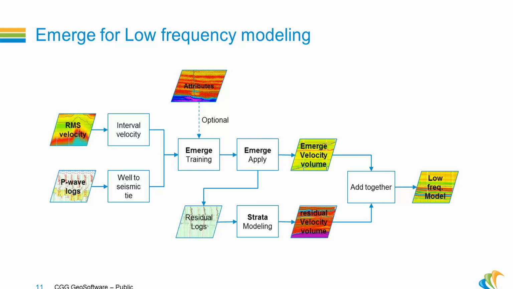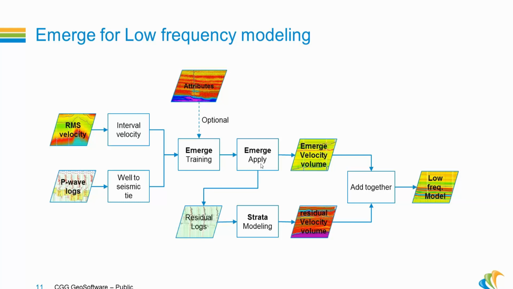If we go to the workflows for how we can use Emerge, this is a workflow for estimating a low frequency model using seismic velocity and velocity logs. Optionally, we can input other attributes as well. For this example, we have RMS velocity seismic data, and we input P-wave logs, because we are going to estimate the P-wave or P-velocity low-frequency model. We tie the wells to the seismic data, and we can convert RMS velocity to interval velocity. Then we can input optional attributes like inversion results, like acoustic impedance. We start training Emerge, establishing relationships between the P-wave and the attributes.